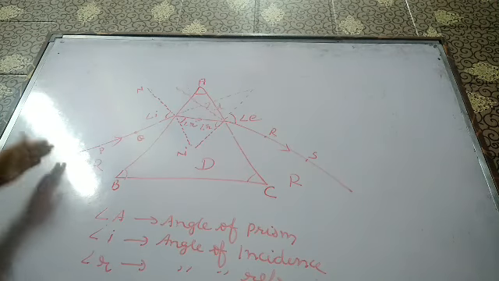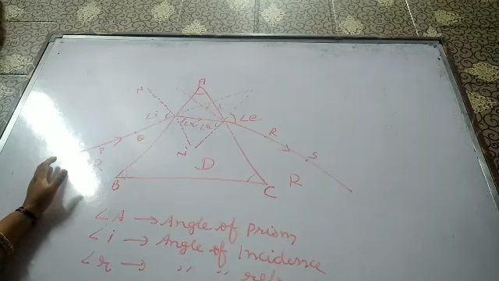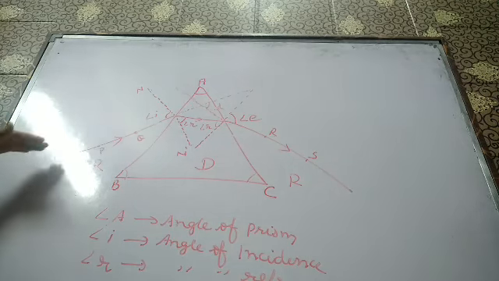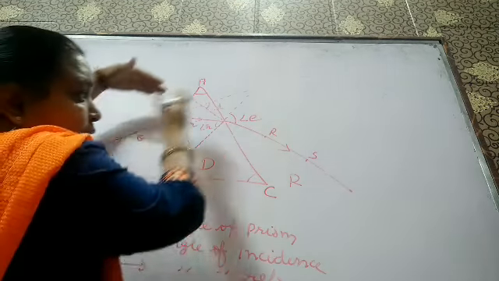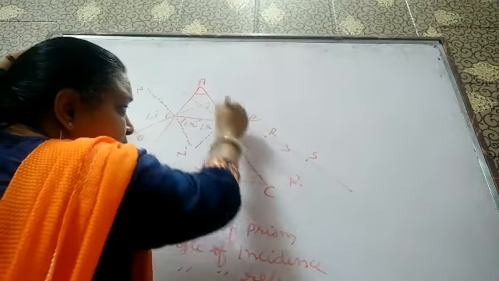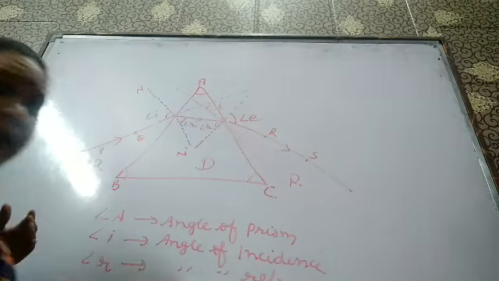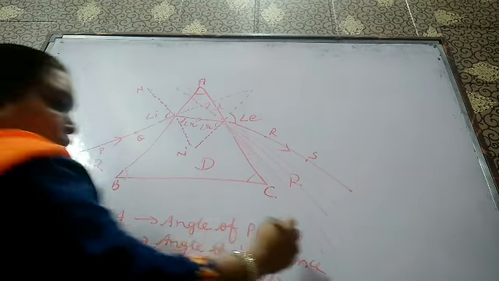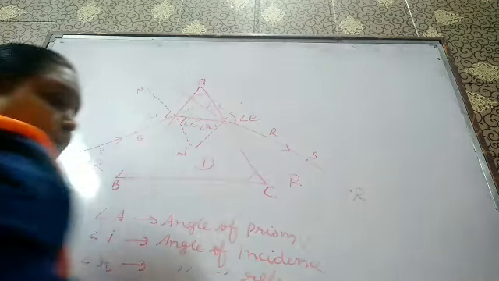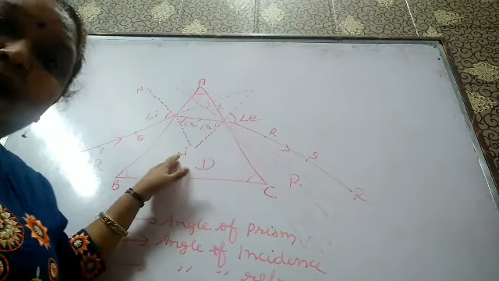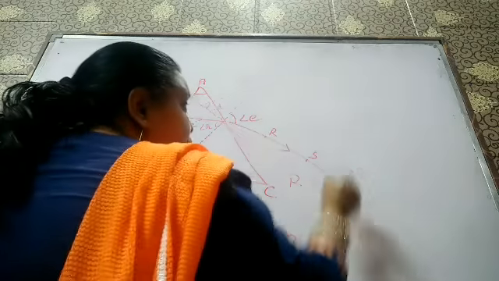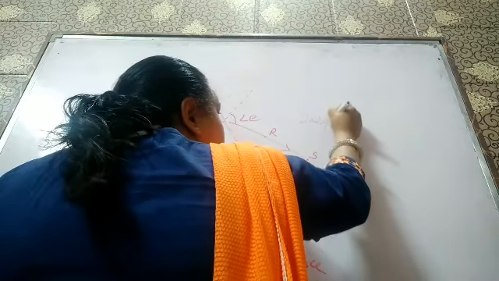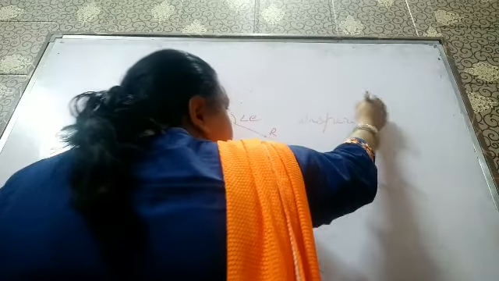Again I am explaining: whenever we take white light, the phenomenon of dispersion is also explained. If in place of this incident ray I take white light, then what will happen? This white light will get split into 7 different colored lines, starting from V and ending at R. So the splitting of white light into 7 different colors is called the phenomenon of dispersion. What is it called? Dispersion.